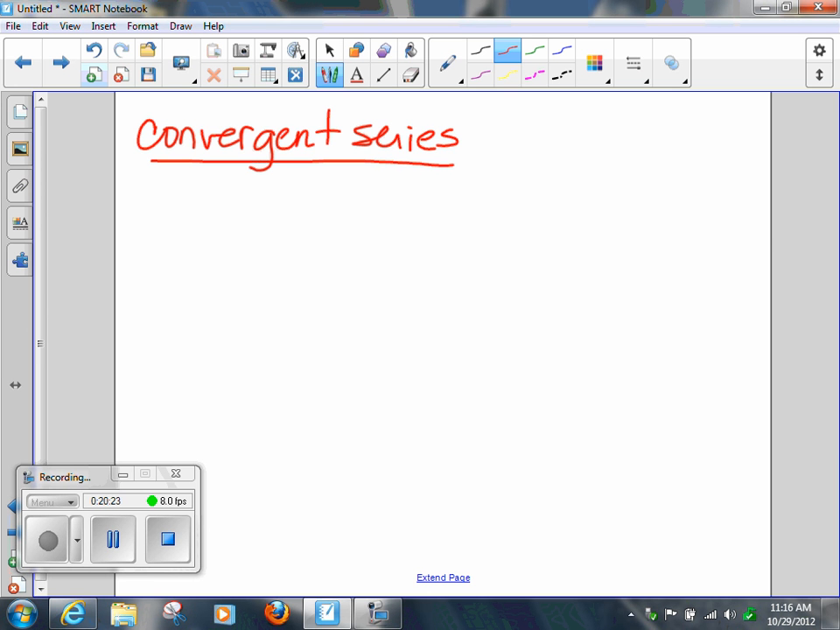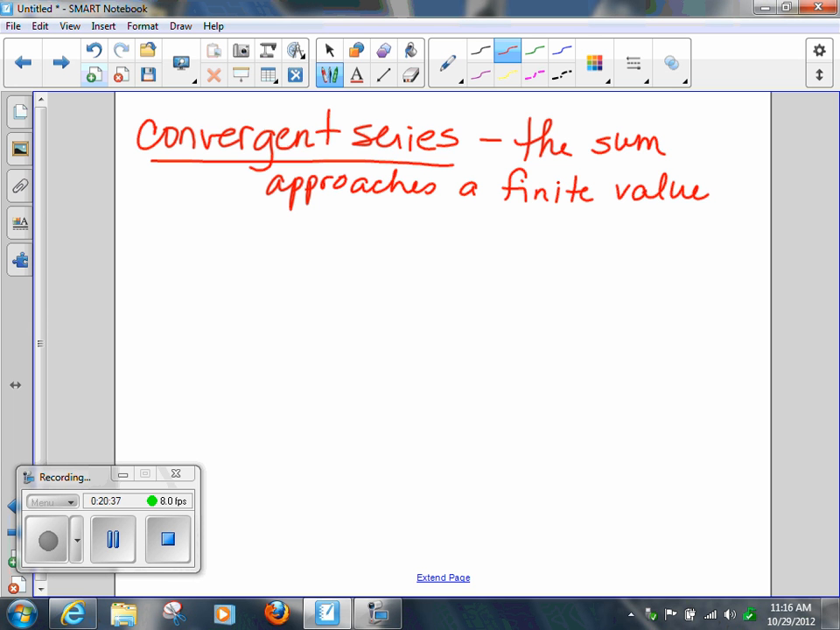A convergent series, the sum approaches a finite value. It has a definite end, okay? The ratio, when you take the absolute value of r, it's going to be less than 1.